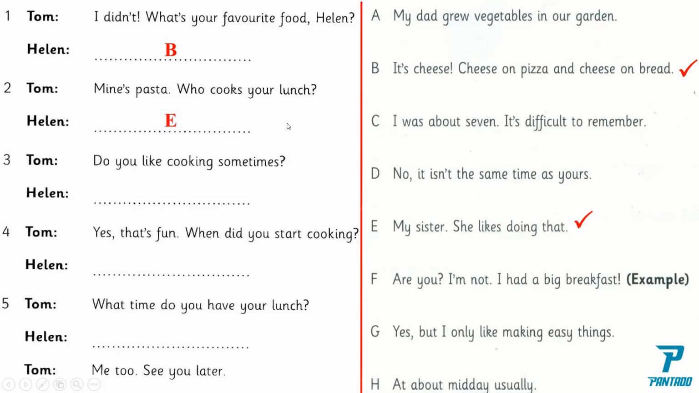Okay, good job. Now, number three. Do you like cooking sometimes? Yes, but I only like making easy things. Okay, it's letter G. Good job. Number four. Yes, that's fun. When did you start cooking? I was about 7. It's difficult to remember. Okay, it's letter C. Good job.